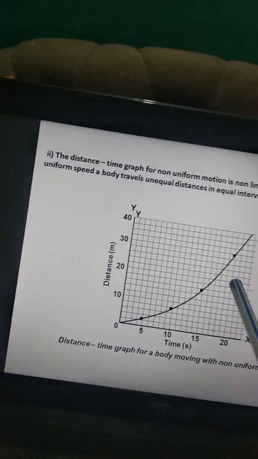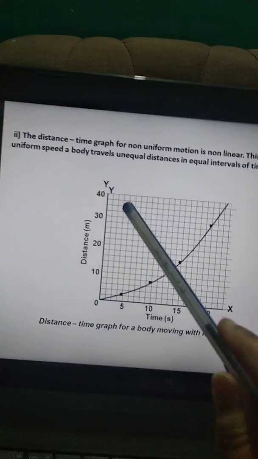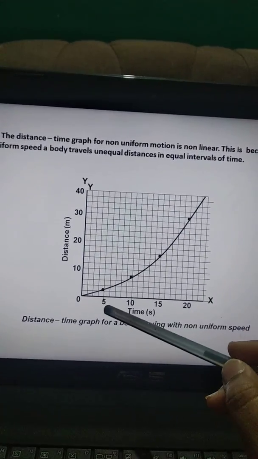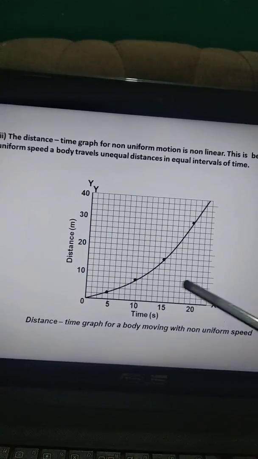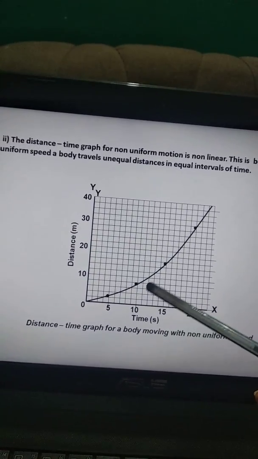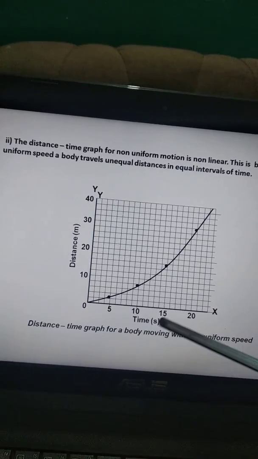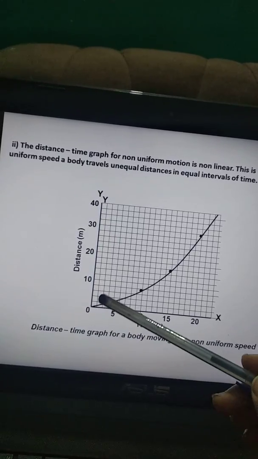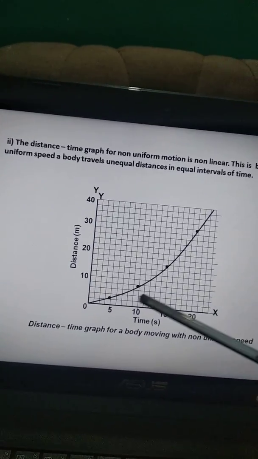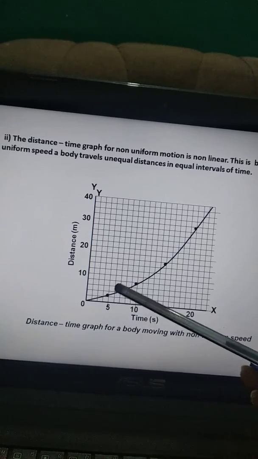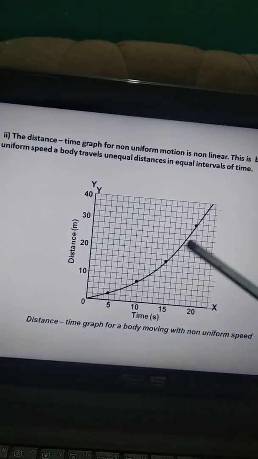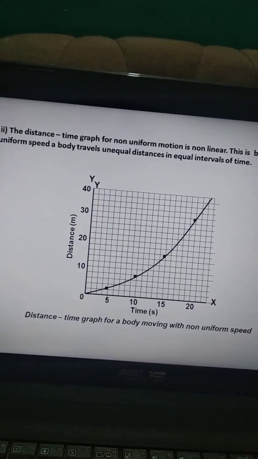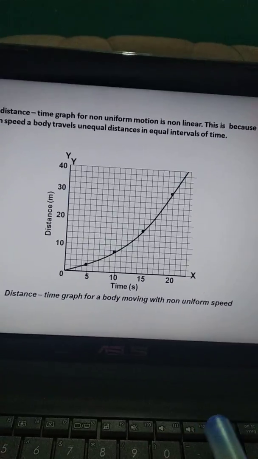Then come to the non-uniform motion. The distance time graph for non-uniform motion is non-linear, as the distance covered by the object is non-uniform. It is not equal with respect to time. So you see everywhere you have taken 5 seconds, but the distance covered by the object is not similar or uniform in this way. So it will be your non-uniform motion. That will be non-linear, or we can say easily it will be a curve.